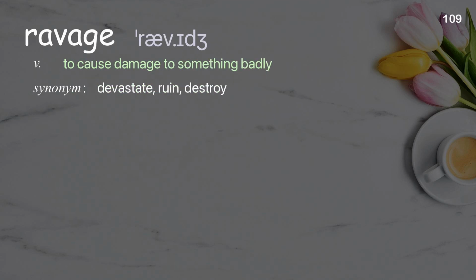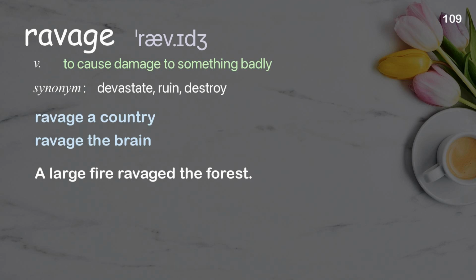Ravage. To cause damage to something badly. Examples: Ravage a country. Ravage the brain. A large fire ravaged the forest.